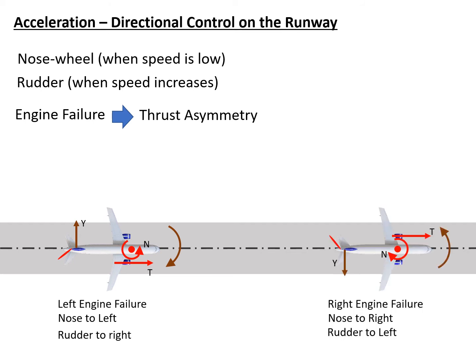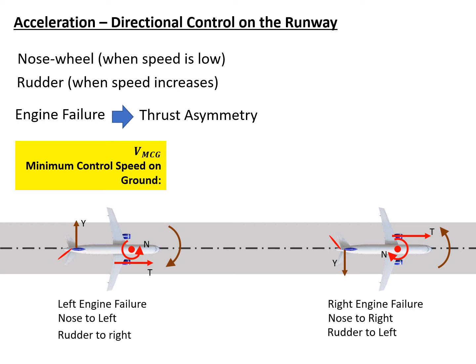And okay, so if right engine fails, we only have thrust on the left wing, and in opposite, we just deflect the rotor towards the left. So right engine failure, nose towards the right, so the rotor deflects to the left. So that's how the rotor deflects to have the right directional control.